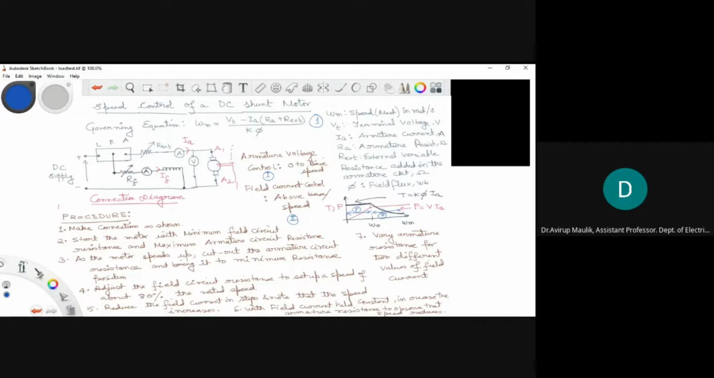Zone 2 is the field control zone, which is exercised to get a speed higher than the base speed. During this zone of operation, the terminal voltage is maintained constant so that P, which is proportional to V, remains constant. Whereas since phi is reduced by adding an external resistance Rf in the field circuit, the field flux will reduce, therefore the torque will also reduce. Therefore zone 2, or the field current control zone, represents a constant power and variable torque zone of operation.